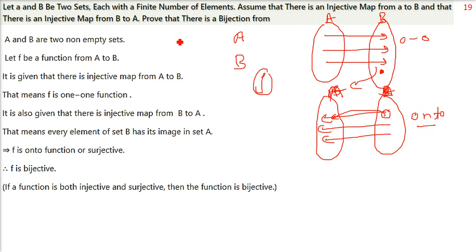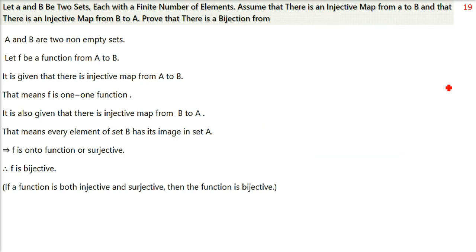So the second condition means there is no element remaining in the second set. So when it is onto and 1 to 1, we call it bijective. And this is a prerequisite for a function to have an f inverse.